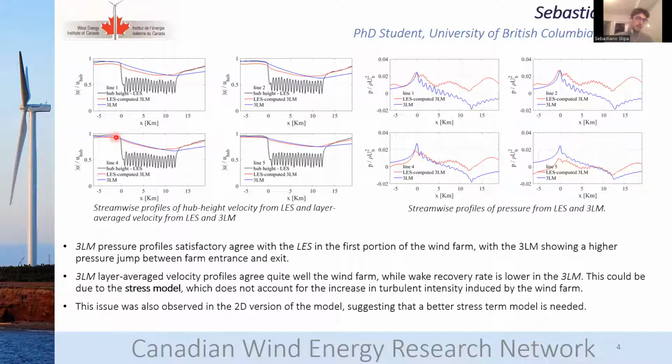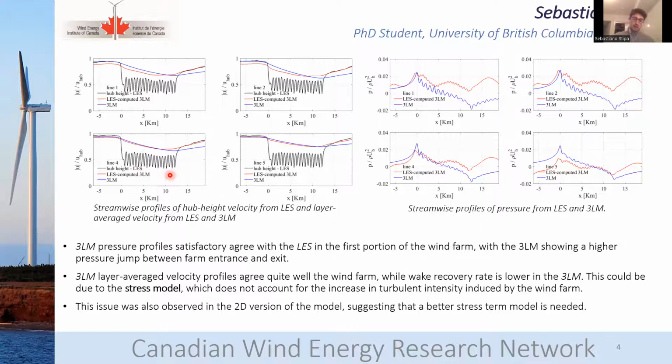Regarding the black lines, we see that we cannot really compare the hub height velocity with the outputs produced by the 3-layer model. For example, upstream, when we are outside of a wake, the average in the layer is lower than the hub height velocity, because there is a logarithmic profile. But as we go inside the wind farm where wakes are present, the average in the layer becomes higher than the velocity on the hub height plane, because obviously the wake has its minimum there. So if we don't do the average, obviously we obtain a lower value.